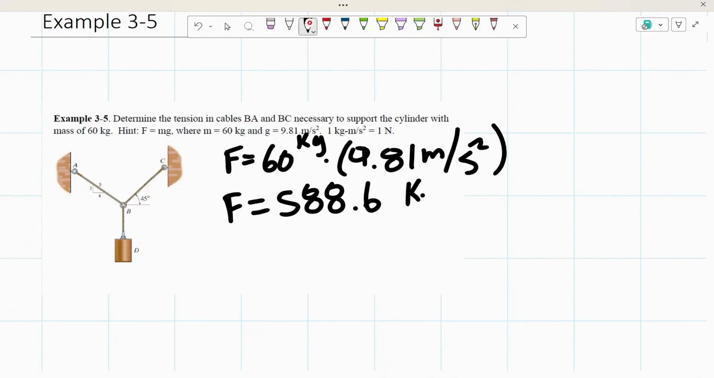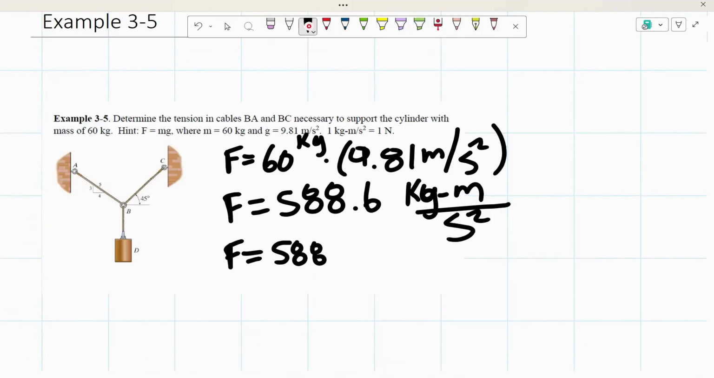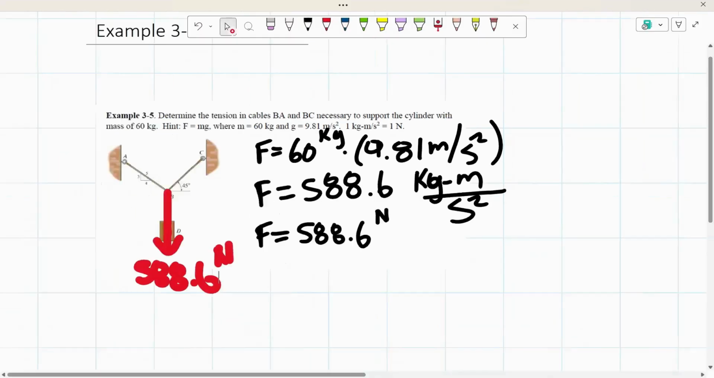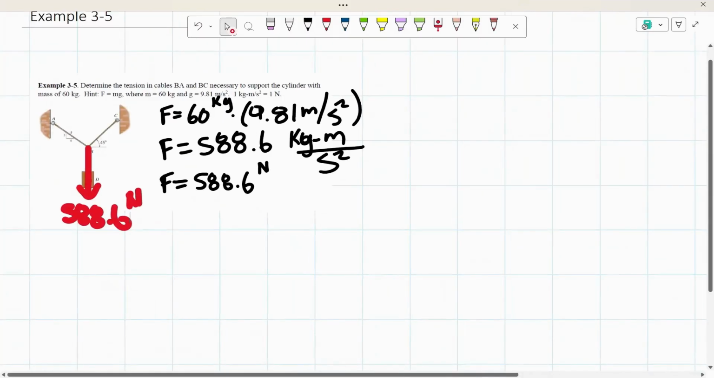588.6 kilograms times meters over second squared. As was mentioned earlier, kilograms times meters over second squared is the same as newtons. So basically the force is 588.6 newtons. That is the force being applied by the cylinder. So the force that the cylinder is applying to joint B is 588.6 newtons.